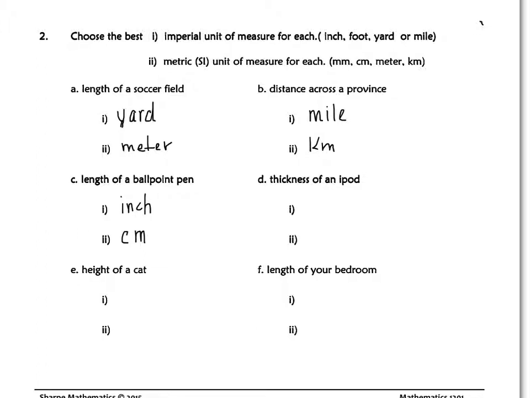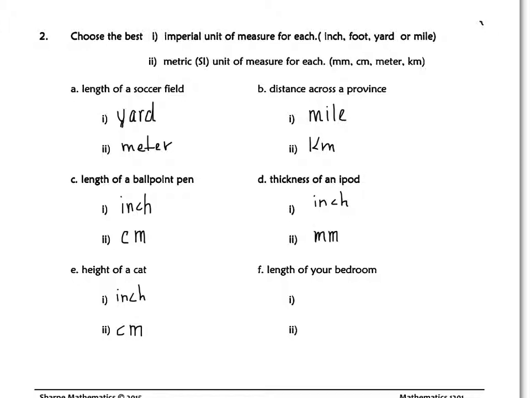The thickness of an iPod, the smallest one you can use in imperial would be an inch, so it probably wouldn't be a full inch, obviously, it would be a quarter of an inch or something like that. And again, for the thickness of an iPod, you can probably use millimetres or even centimetres. The height of a cat, I would probably go with inches again for imperial and probably centimetres for metric.